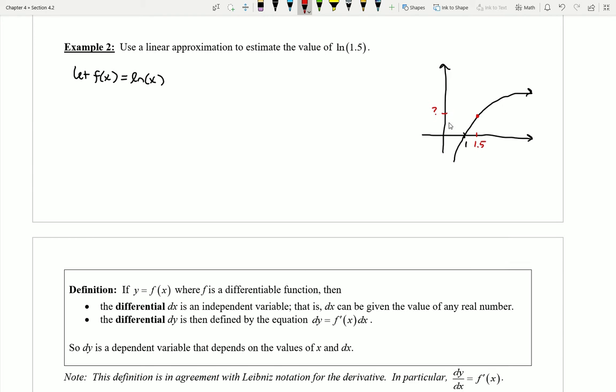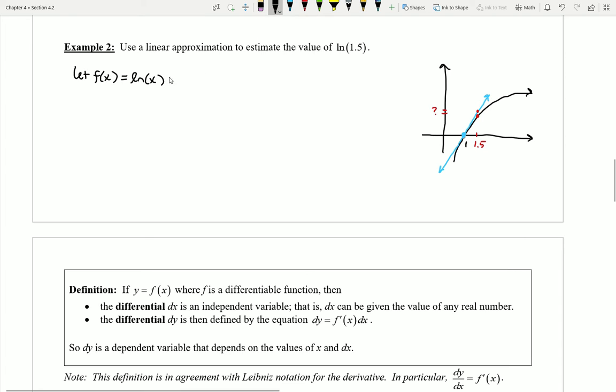What is that output? So an easy value that's nearby, where I could build a tangent line, might be at 1, because I know how to find the natural log of 1, even though I don't know how to find the natural log of 1.5. And then, of course, the idea is, once I find this linearization, I can go ahead and plug 1.5 into my blue tangent line, and I'll get a y value that's not the same as what I was looking for, but pretty gosh darn close.